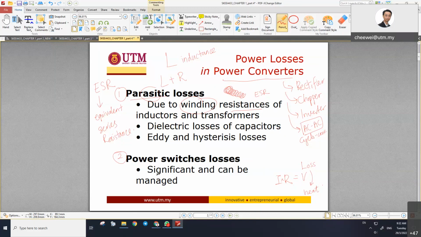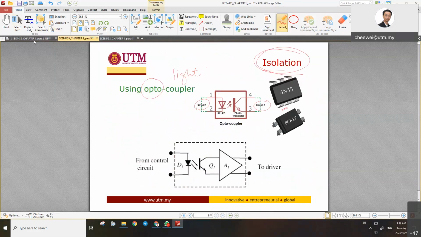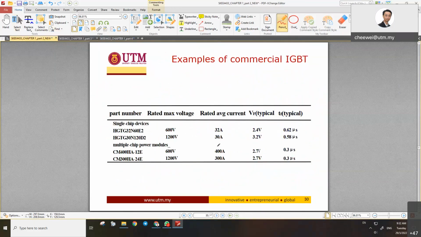It says it is significant and can be managed, of course. How do you manage this? Power switch losses? You have the power. What is your power? You can buy, lah. You can go to Shopee or Lazada and find. There are so many options here.